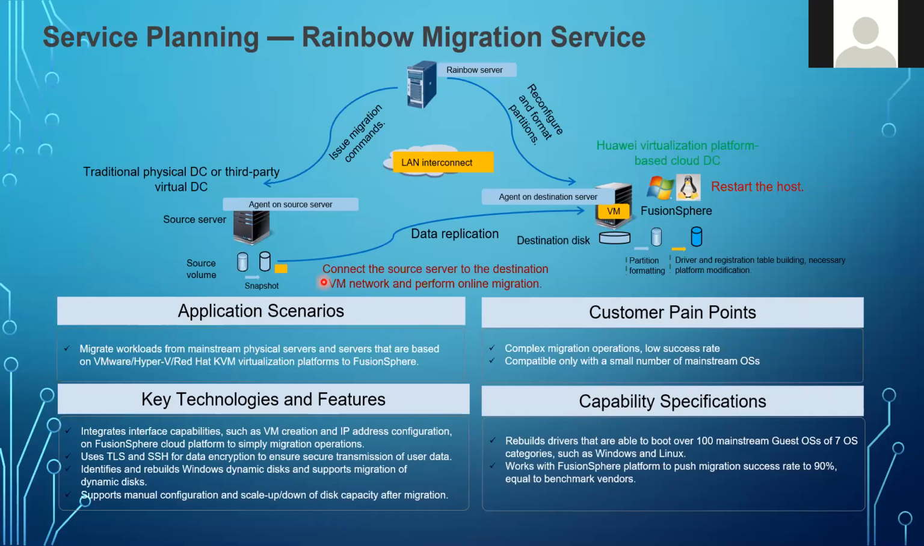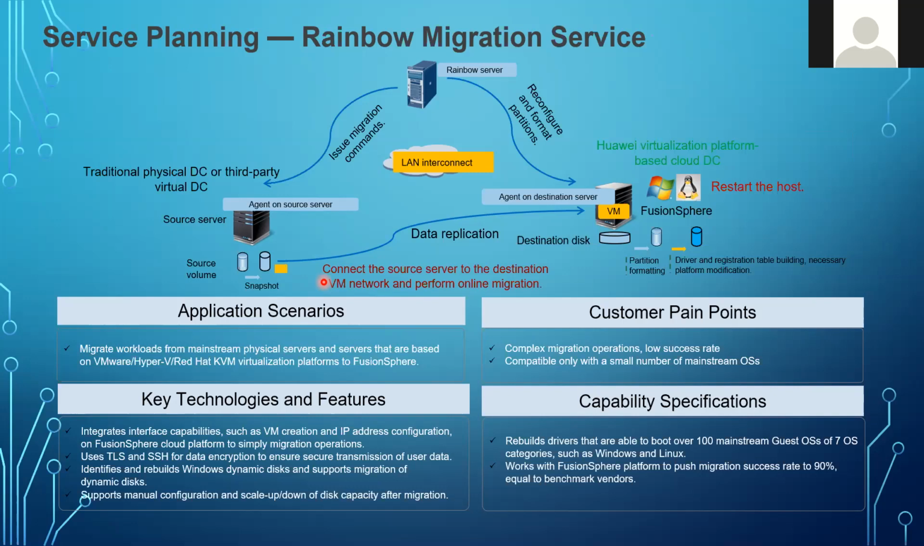We have a Rainbow server, and we can install an agent on the source server and the target server. So data will be replicated from the source volume to the target volume. So we can do the migration using a Rainbow server. It is possible, but you have to check the supported operating system and environment.